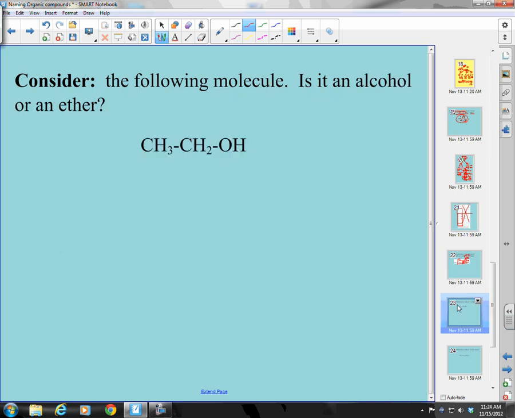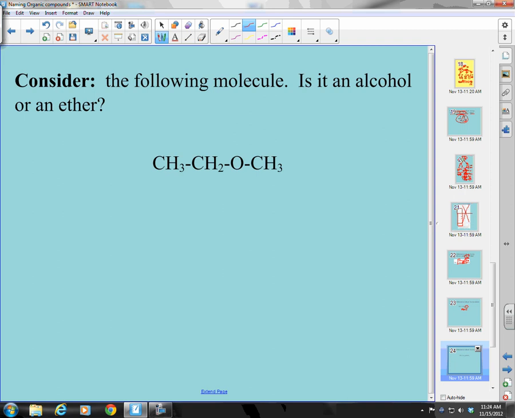Moving on. Next. Consider the following molecule. Is this an alcohol or an ether? Okay, what do you think? Well, it has an OH on it. An OH is what? Alcohol. Good. Alcohol. Great.